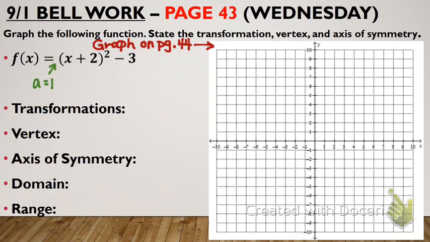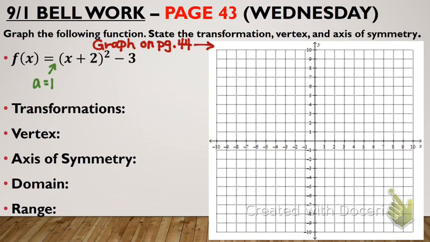What if I don't see H or I don't see K? What would those be? 0. Those would be 0. A being 1. If I multiply something by 1, does it change? No. This A value is not going to change anything about my graph, so I'm not going to write anything down for a transformation there.